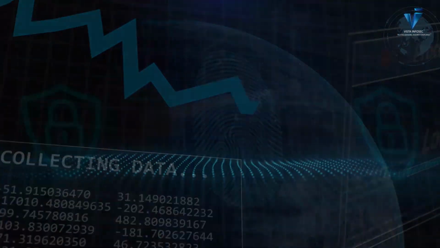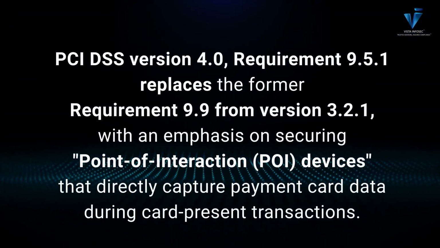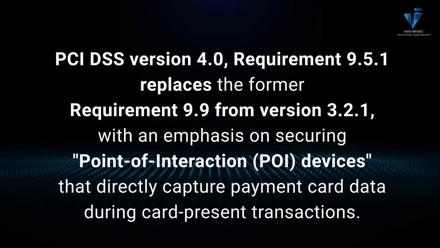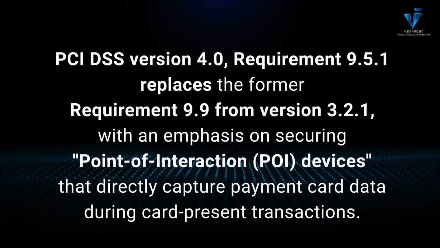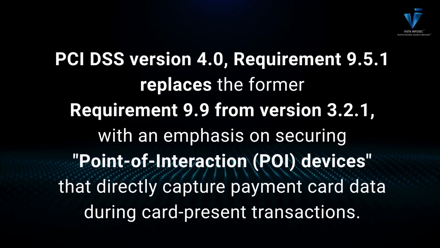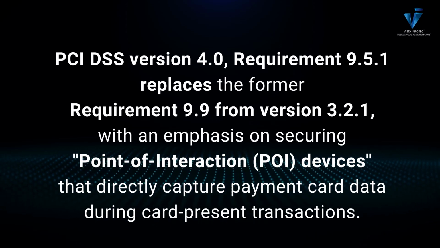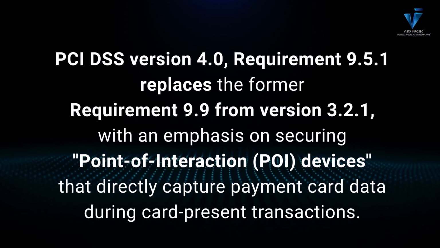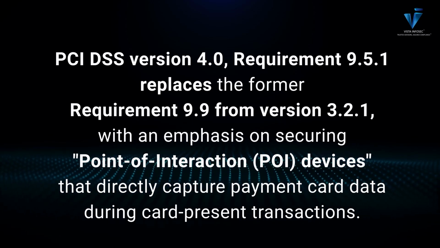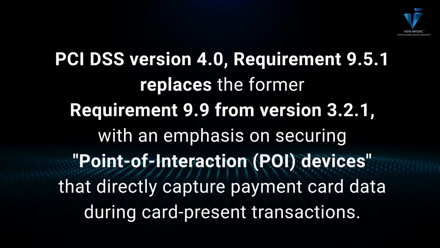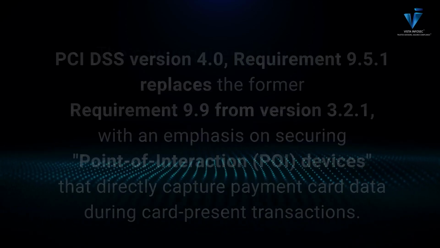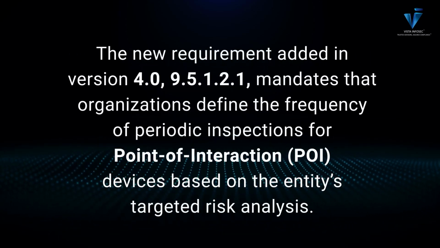But in the latest version, PCI DSS version 4, requirement 9.5.1 replaces requirement 9.9 with an emphasis on securing point of interaction devices, POI devices, that directly capture payment card data during card present transactions. This new requirement clarifies that it specifically targets those deployed POI devices, thereby ensuring that they are safeguarded against tampering and unauthorized substitution.